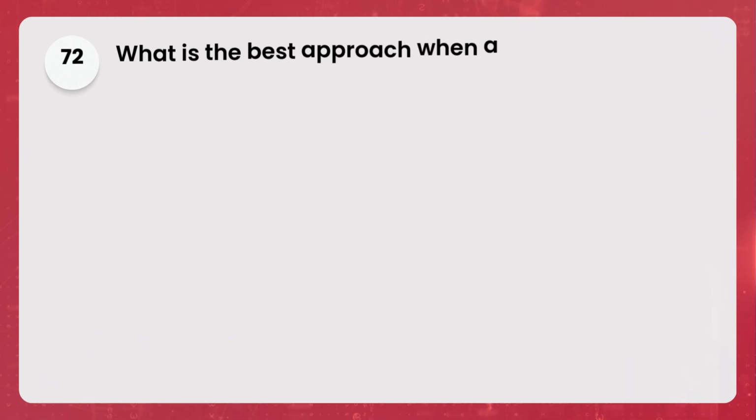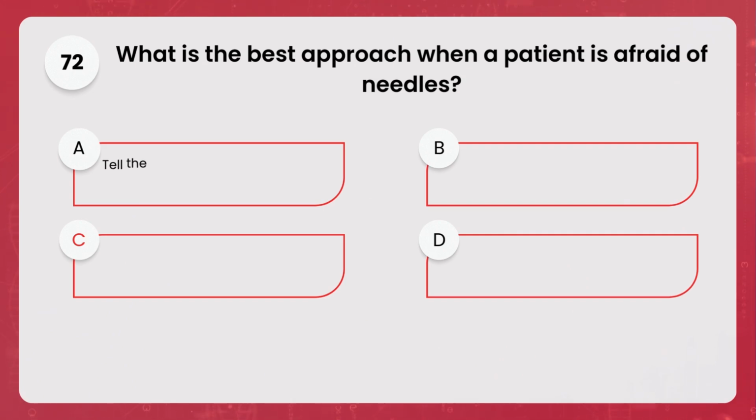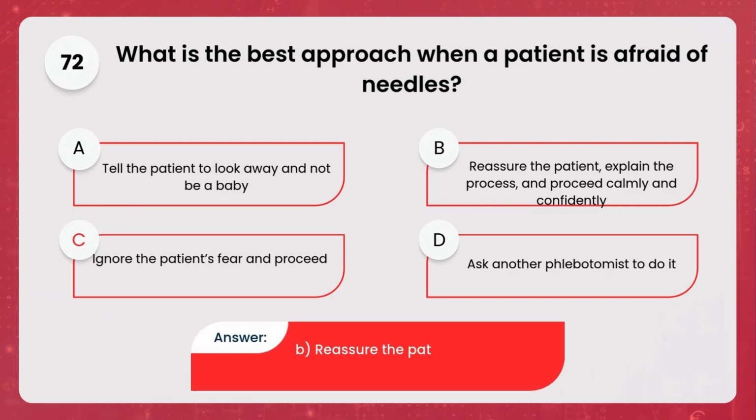Number 72. What is the best approach when a patient is afraid of needles? A, tell the patient to look away and not be a baby. B, reassure the patient, explain the process, and proceed calmly and confidently. C, ignore the patient's fear and proceed. D, ask another phlebotomist to do it. The answer is B, reassure the patient, explain the process, and proceed calmly and confidently.